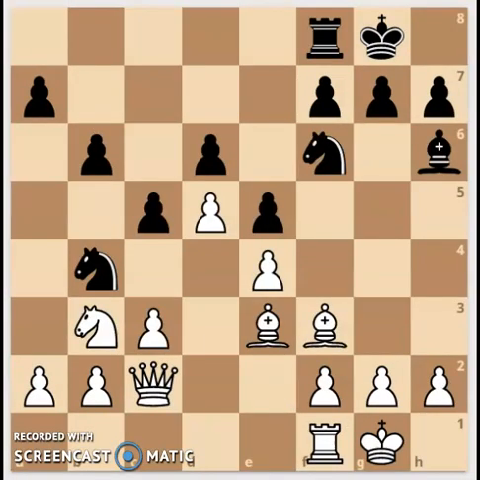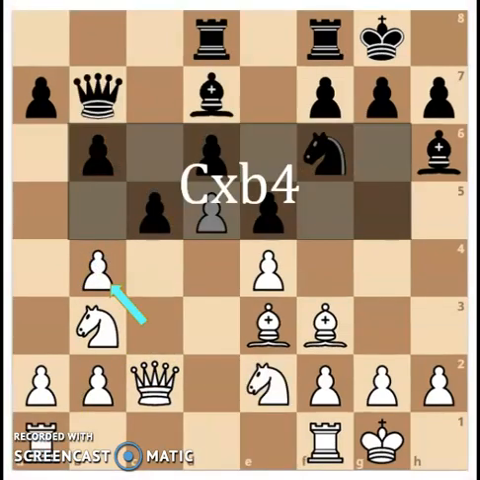Okay, now let's see the chess notations for capturing a piece. We write the letter X for capturing the piece. In this example, the pawn captures the knight on B4. We say it as CxB4. C for the file it was on, X for a capture and B4 for the destination square.